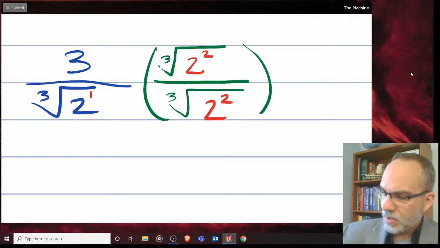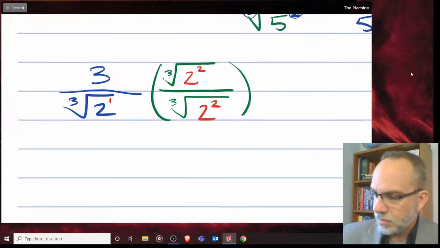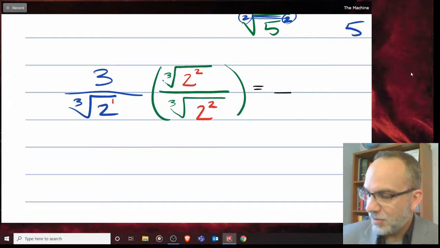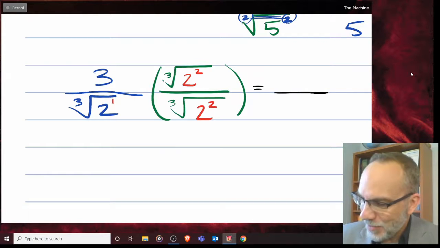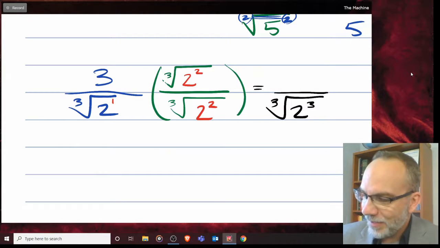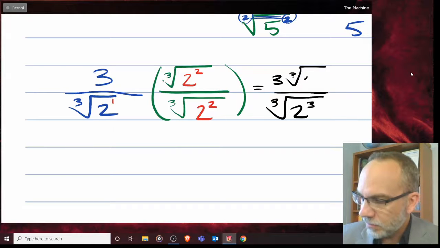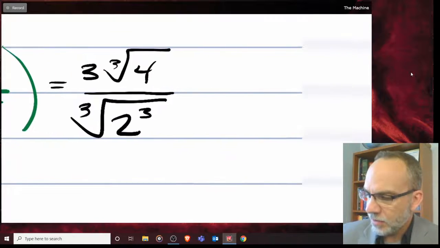Because what I'm going to do is combine these. 2 2's here, 1 2 here. Gives me how many 2's in the end when I multiply across? I hope you can see that it gives you 3. That kind of rhymed. So on the bottom now, which is what I'm interested in, the cube root of 2 cubed. Ta-da! Top, I really don't care. 3 times the cube root of 4.